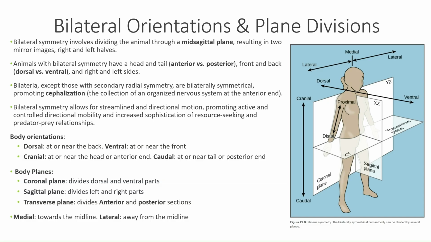Proximal means close to the origin of a body part, and distal means further from the origin. So take the arm, for example. You could say that something is proximal to the shoulder or near the shoulder, or you might say it's distal to the shoulder. So maybe way out here, the wrist is distal to the shoulder if you were describing it.